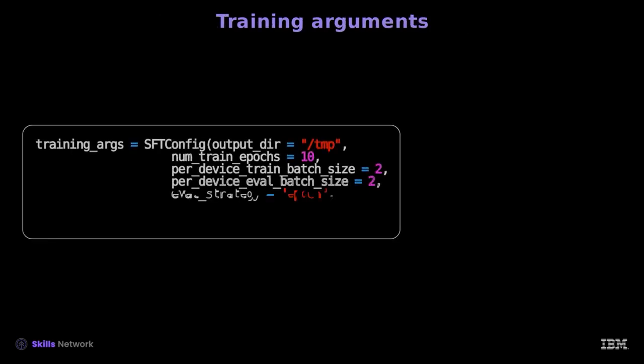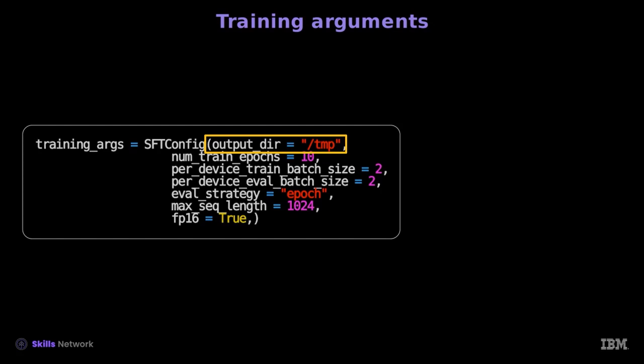For training the model, define the supervised fine-tuning or SFT config. The output directory defines the location for the model and training files. You can customize the number of training epochs and batch sizes for training and evaluation. During training, the evaluation strategy defines the time for evaluation. Set the evaluation strategy to evaluate after each epoch completes training. The max sequence length controls the maximum length of the output responses. Set FP16 to true for efficient training to enable 16-bit floating point precision.